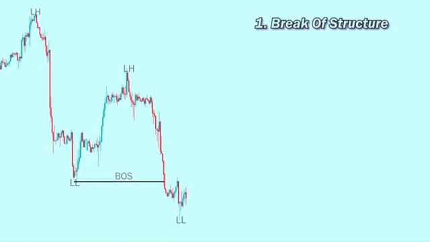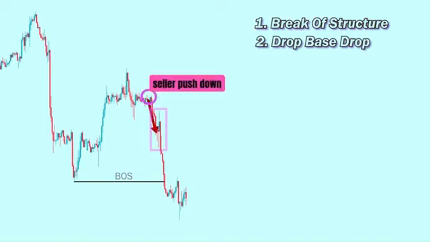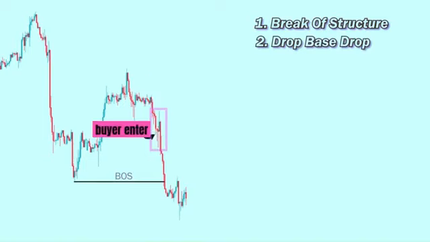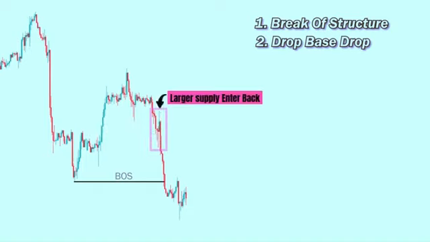For drop-base-drop, it is the opposite. For example, here the price forms a downtrend structure with lower highs and lower lows. We can see a break of structure in this area. Then, in this area, we can see the price forming a drop-base-drop pattern, where sellers push the price down, then buyers enter and attempt to push the price back up. However, larger sellers enter, causing a significant movement and forming an imbalance area in this zone.